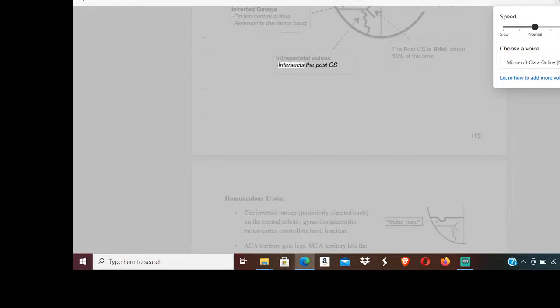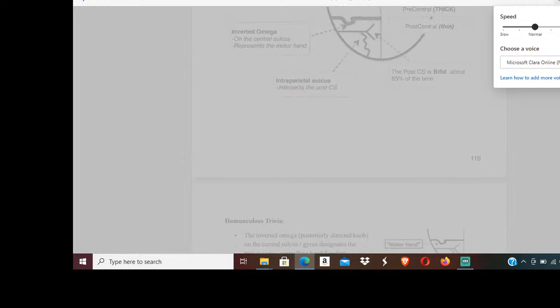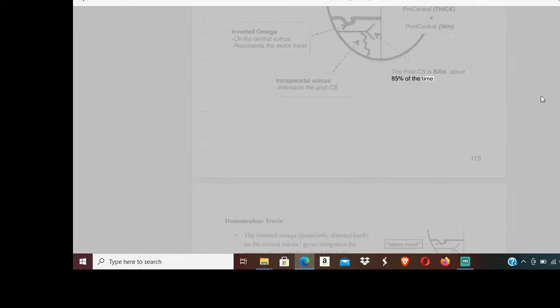Intraparietal sulcus intersects the post-central sulcus. Precentral, thick. Post-central, thin. The post-central sulcus is bifid about 85% of the time. 119. Homunculus trivia.